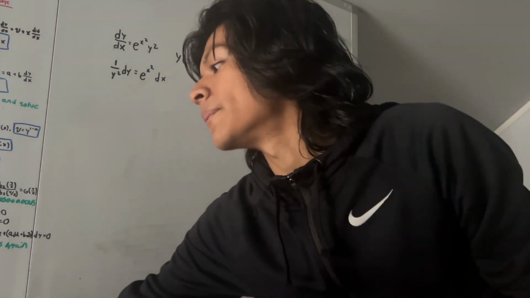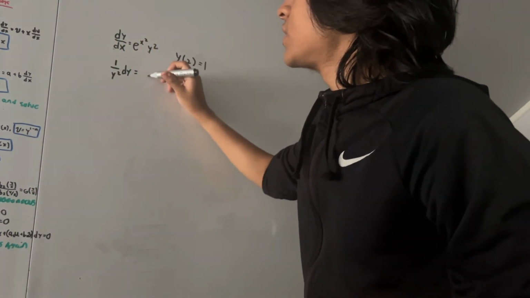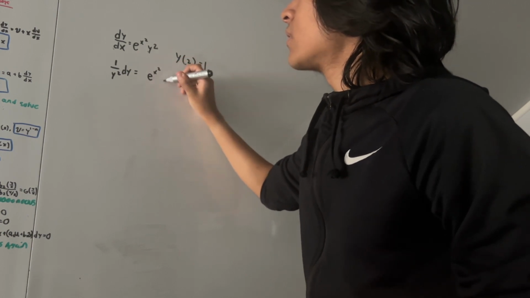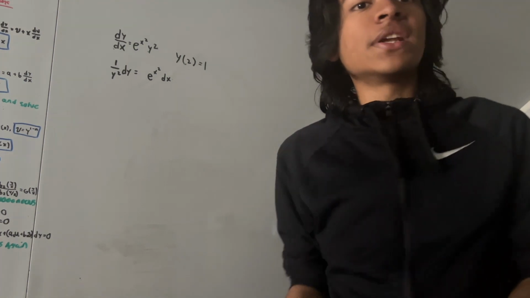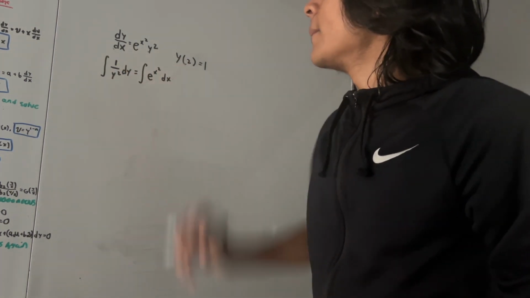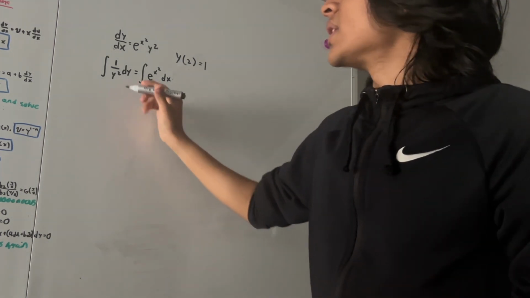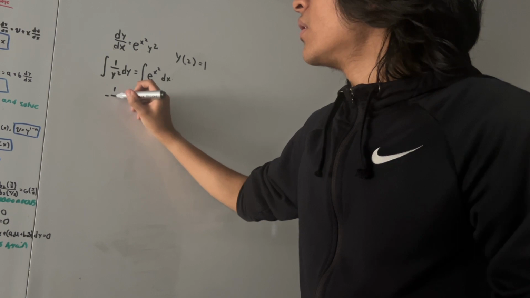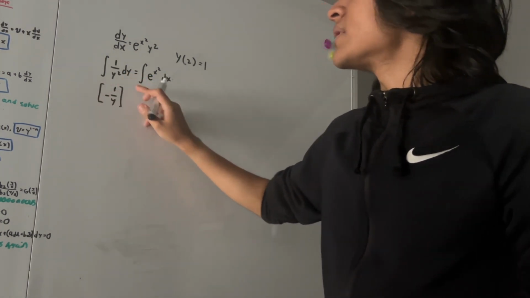I'm actually going to include a bit more room here. So e to the x squared dx. Okay, so now we have that. We can just integrate both sides like normal. So bam and bam. On the left side, we're able to integrate just fine. We're going to be left with negative 1 over y.